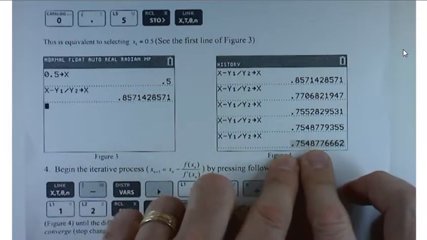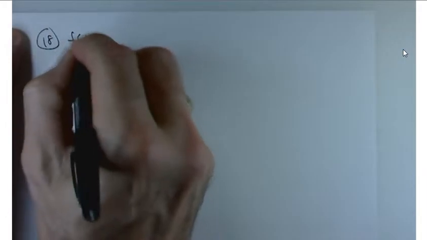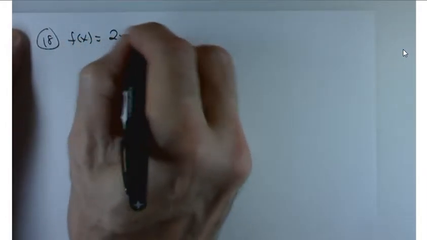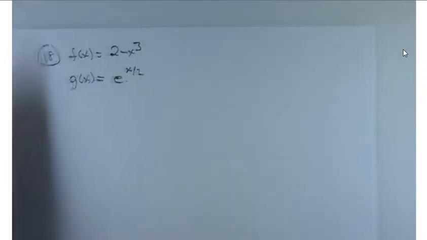But let's try a couple more here, and I'll try and work with you to keep up with the calculations. Let's see here. Problem number 18. We're going to kind of get double duty out of this. And I'm going to help you out a little bit. Problem number 18 asks you to find where f of x equals 2 minus x cubed and g of x equals e to the x over 2. Where do these two cross each other?